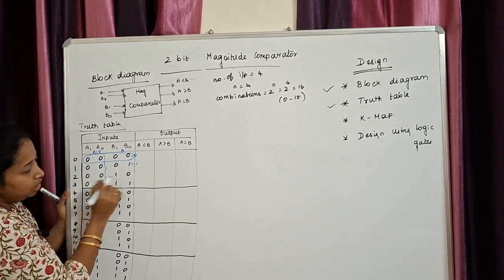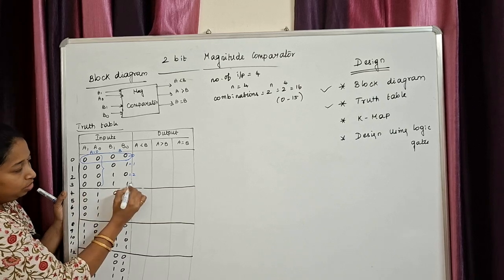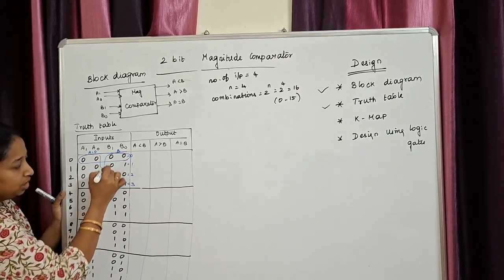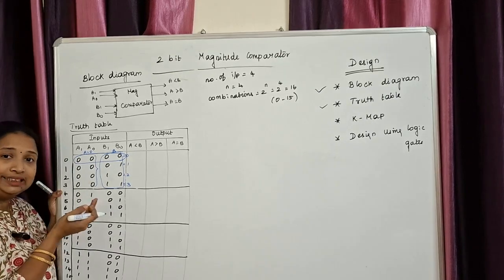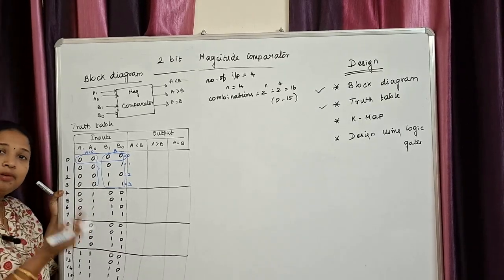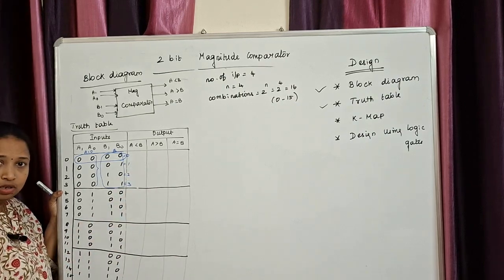Similarly, for this particular combination, B is 0. For this combination, B equal to 1. For this combination, B equal to 2. I am just considering only this portion for B. Is it clear? Assume the decimal number and do the comparison so that it will be very easy for you to fill the output.